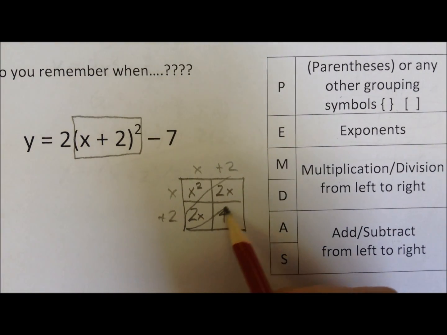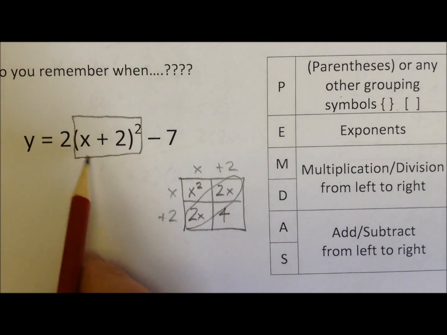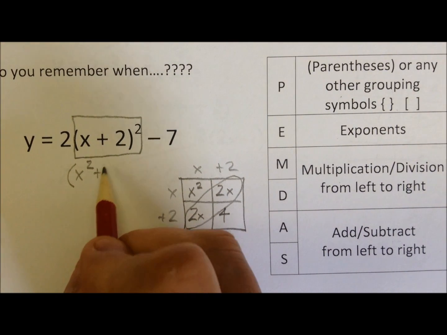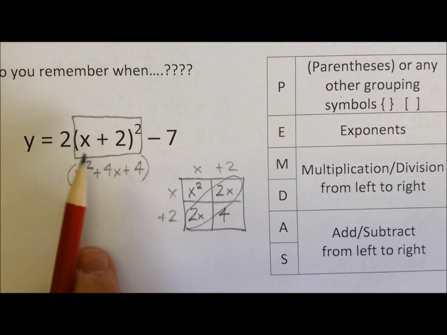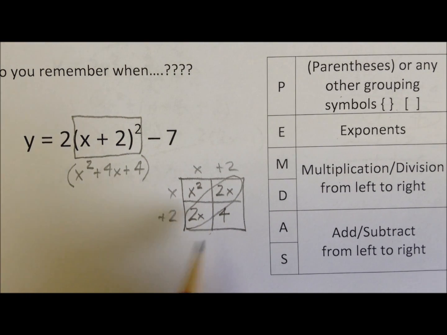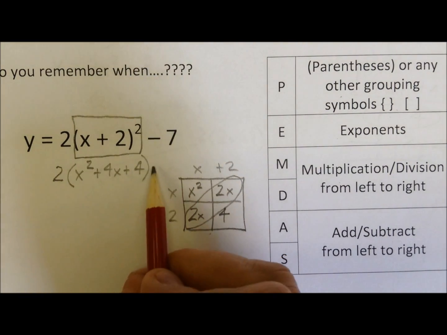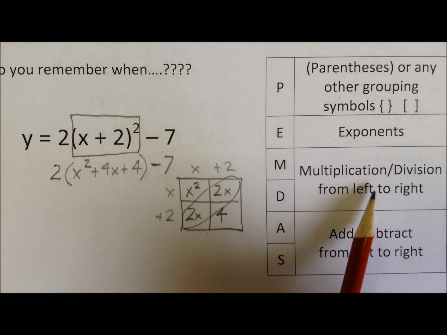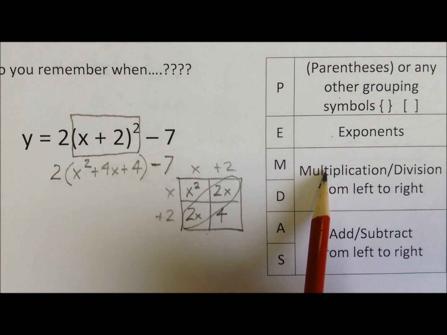So if I combine my like terms, and I do my exponents, if I multiply these out, I get the trinomial x squared plus 4x plus 4. I got that directly from my multiplication box. We bring down the 2 that's in front of the parentheses, keep that trinomial in parentheses, because it's still being grouped, and I have minus 7. Okay, so what does my order of operations say to do next? I've done the exponents, and now I need to multiply.